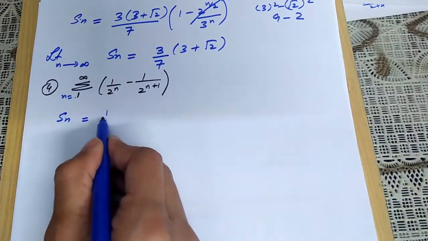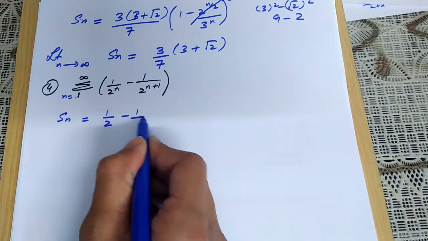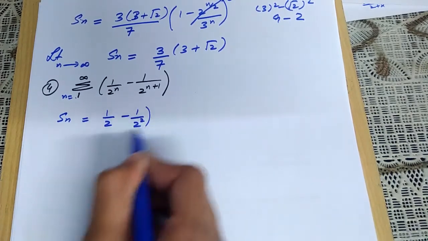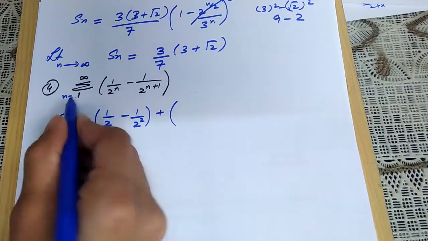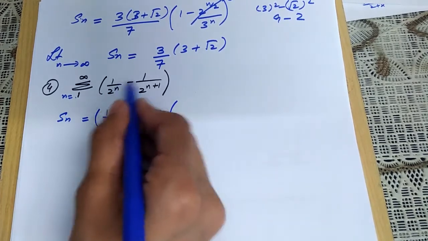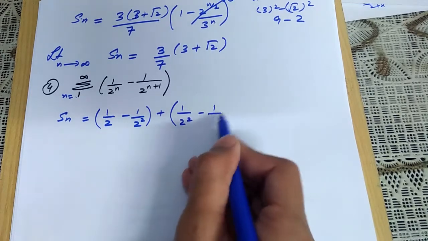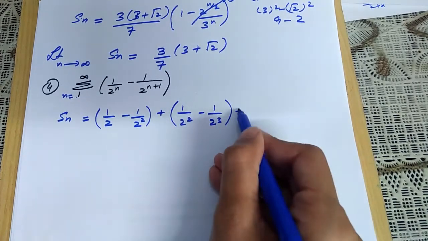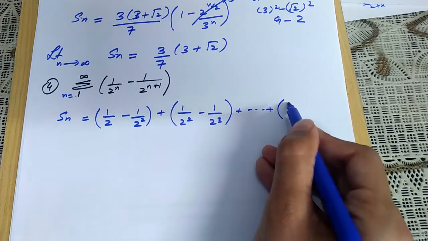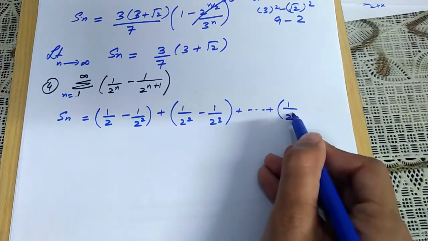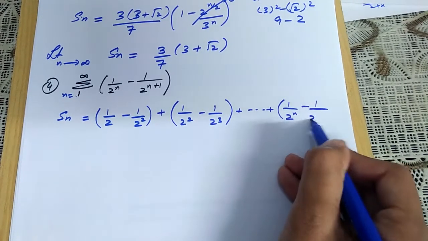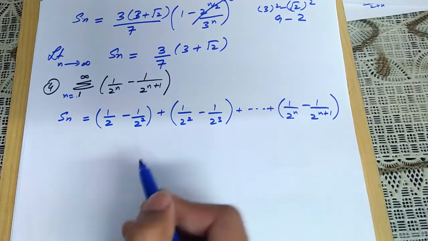That is, we can write the sum of this series as: put n equals 1 here, we will get 1 over 2 minus 1 over 2 square, plus, now put n equals 2 here, we will get 1 over 2 square minus 1 over 2 cube, plus, and so on, up to 1 over 2 raised to power n minus 1 over 2 raised to power n plus 1.